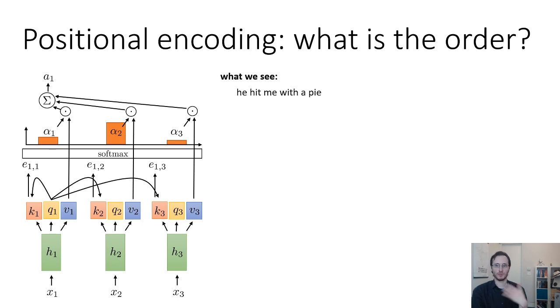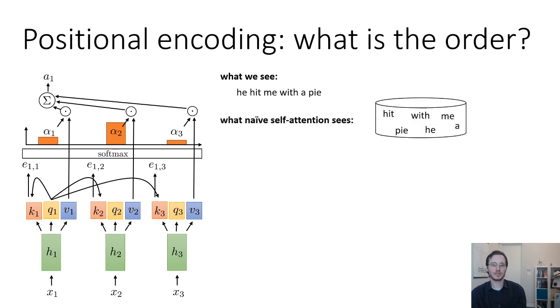What we see when we see some sentence involves both the words in that sentence and the order in which those words occur. So we might see, for example, the sentence, "He hit me with a pie." What naive self-attention sees is just a bag of words. So all of the operations in self-attention are permutation invariant, which means that if you were to permute the words, you would get exactly the same attention vectors, just permuted in the same way.